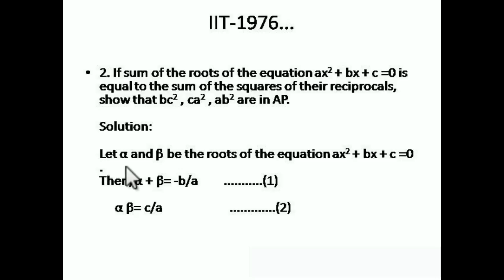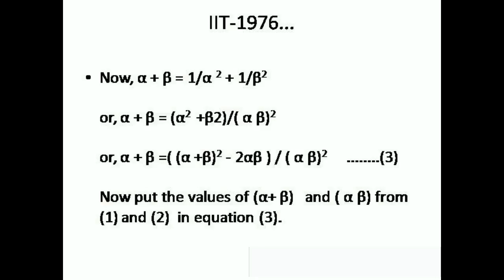First, let's suppose alpha and beta are the roots of this equation. So we know the basics: alpha plus beta is equal to minus b by a. The summation is minus b by a, and the product of the roots is c by a. Now what do they say? They say the sum of the roots, that means alpha plus beta, is equal to the sum of the squares of their reciprocals. That is, alpha plus beta is equal to 1 upon alpha whole square plus 1 upon beta whole square, that is 1 upon alpha square plus 1 upon beta square.